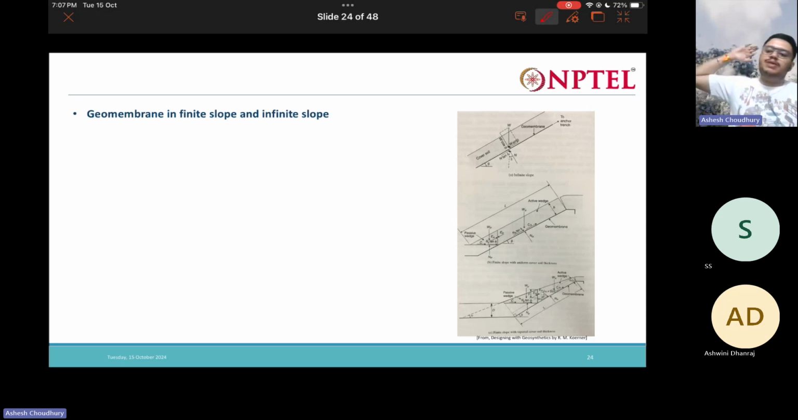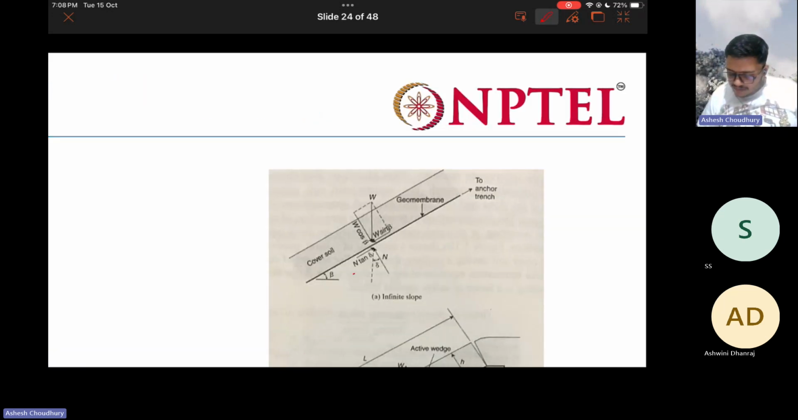Now say you lay the geomembrane like this over a large huge area, like in a hill slope, so that is what? Infinite slopes. In both these cases the factor of safety is different, so this already you know from your basic soil mechanics, how to get the factor of safety of finite slopes and infinite slopes. The same thing is actually given here. So this first thing is an infinite slope.